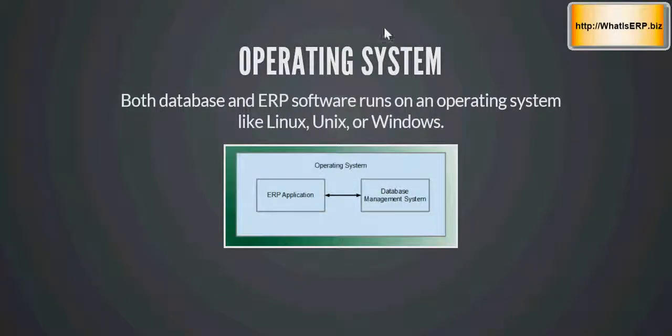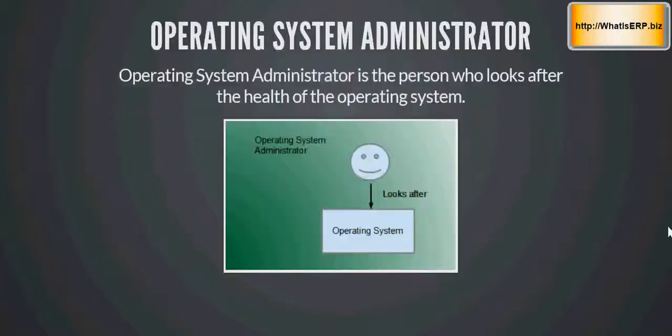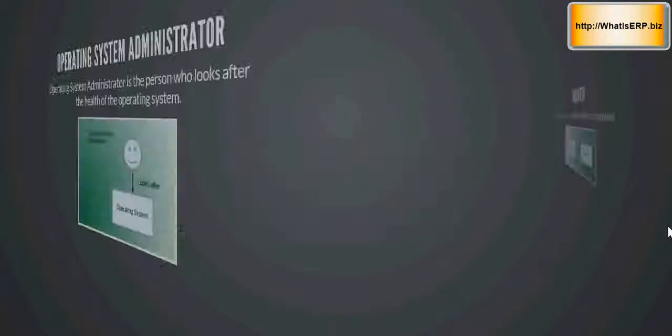Keep in mind that both ERP and database software are running on top of an operating system. Operating system is running on top of the hardware. Since we have an operating system in the picture, we need a person to look after the operating system. Examples of operating systems are Linux, Unix, or Windows. Operating system administrator is the person who is responsible for the health of the operating system. So we understand that operating system administrator is a person who looks after the health of the operating system.